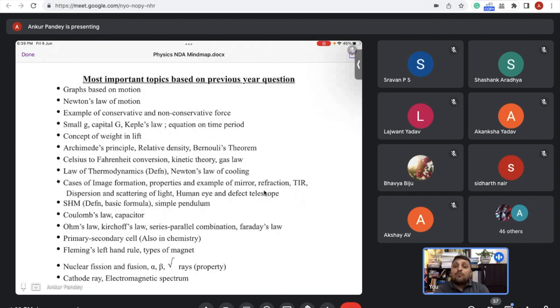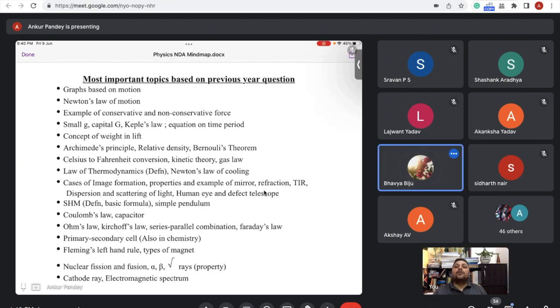Now you will see that most of these topics you have completed in 9th and 10th grade. Like graphs based on motion were there in 9th grade, chapter 8, motion. Yes or no? Yes, sir. Newton's laws of motion were also there in 9th. Kepler's laws were also there in 9th grade gravitation chapter. Do you remember or not? No, sir. Three laws were there: law of orbit, law of area, law of period.